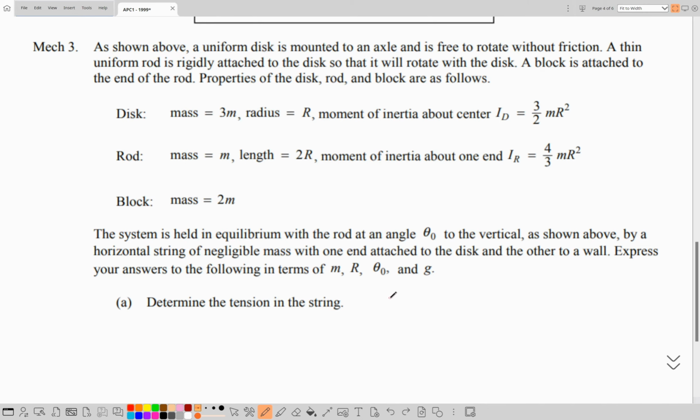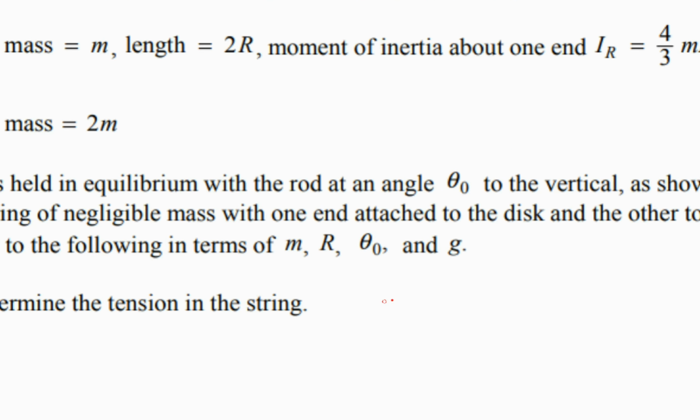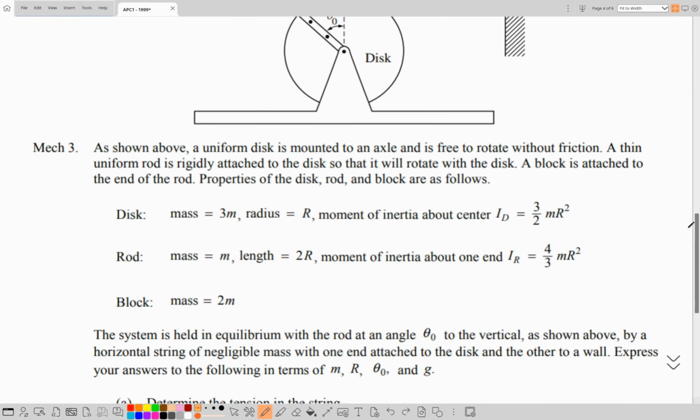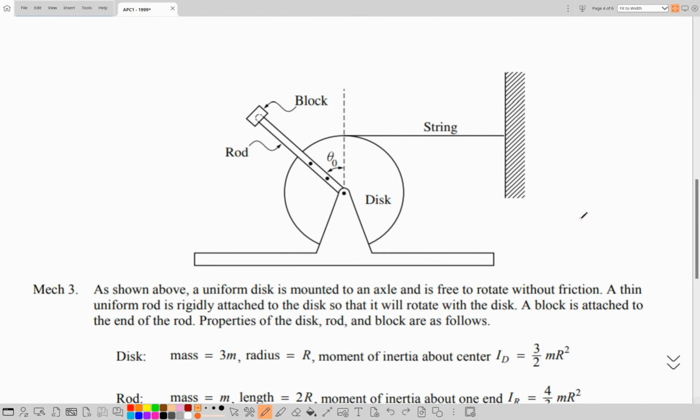Now in this exercise, whenever we determine an answer, we need to make sure that it is expressed in terms of these. Then we need to determine the tension in the string, and this is done using Newton's laws or a condition of equilibrium. Now, what are the forces acting on the system, and which system will we consider? We will consider the disk, the rod, and the block. So what are the forces acting on our system?